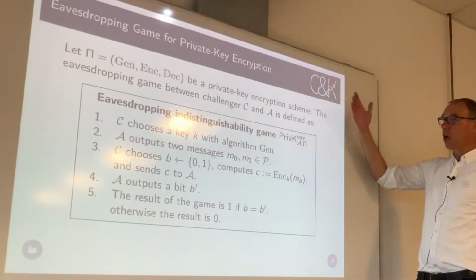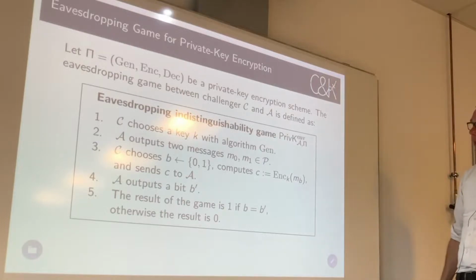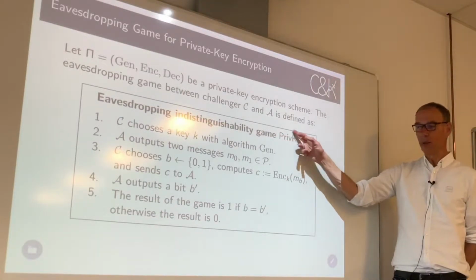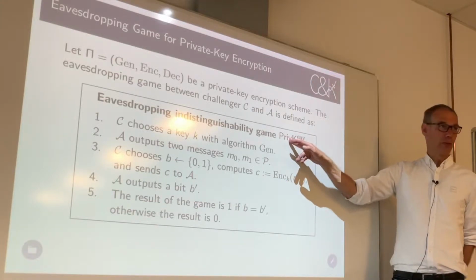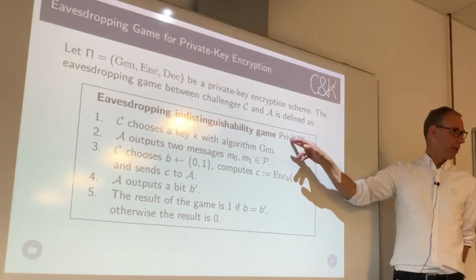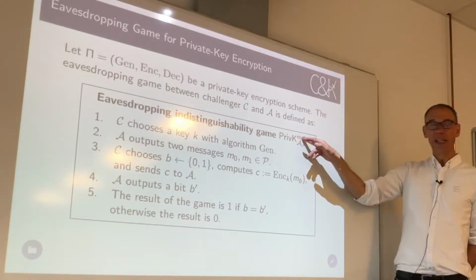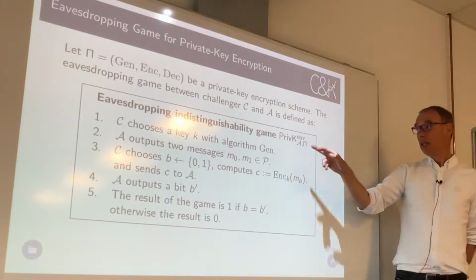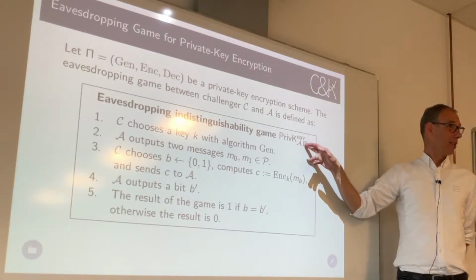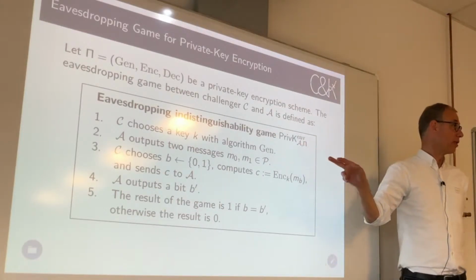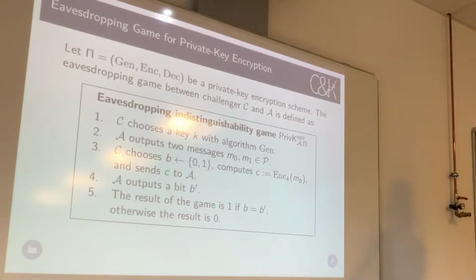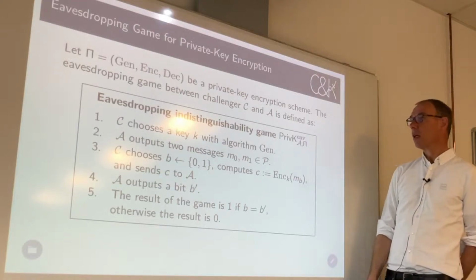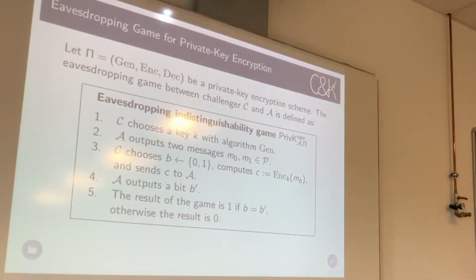And then we have this eavesdropping game between the challenger and the adversary A. It's denoted in this funny way. Priv stands here for private key, Priv K. Eavesdropping, because we only look at an eavesdropping adversary. This will change. And pi here is the scheme, and A refers to the adversary. The challenger is always doing the same thing, but this is defined for every adversary. And the game is defined as follows.